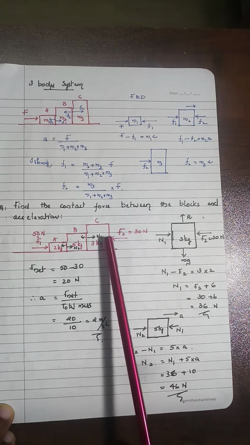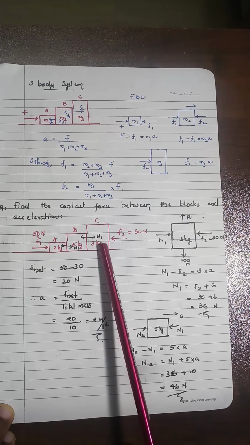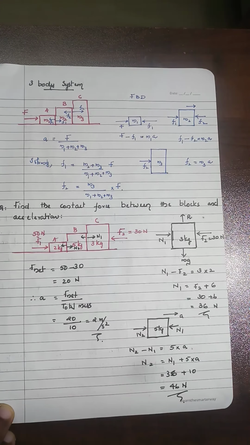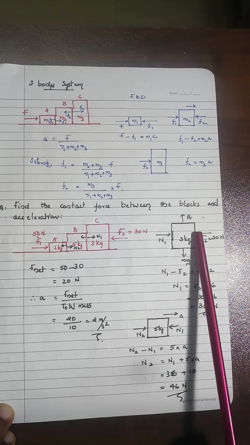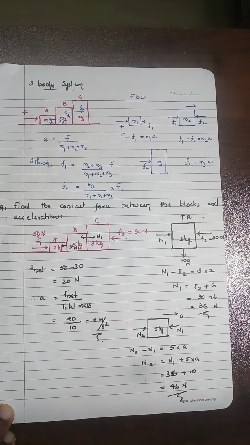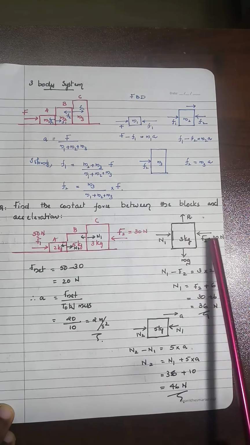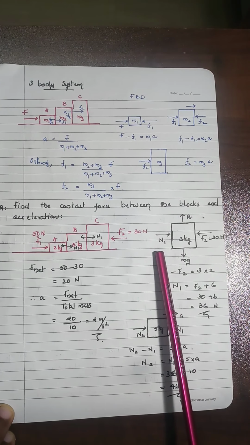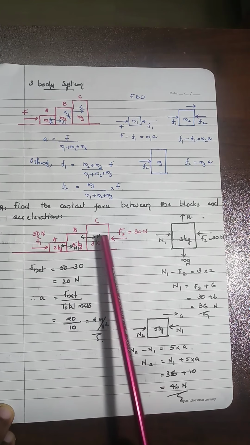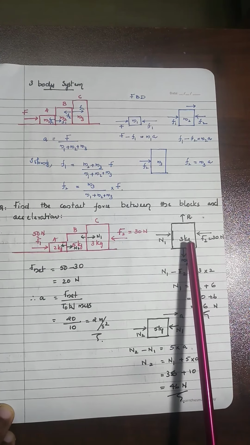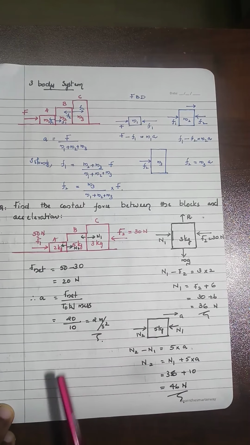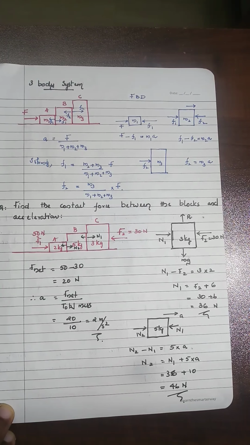Then you just look at the free body diagram of the C mass, the 3 kilogram. The contact force N1 is acting. The force F2 equal to 30 Newton is acting. So you can just write the relation: here the 50 is greater, so N1 should be greater. So N1 minus F2 should be equal to 3 into its acceleration 2. You get the answer. Similarly for 5 kilogram.